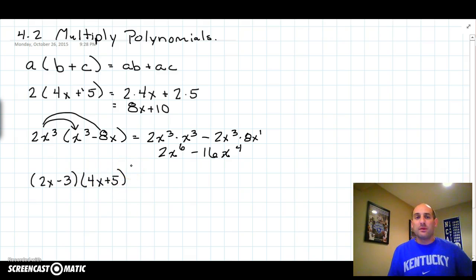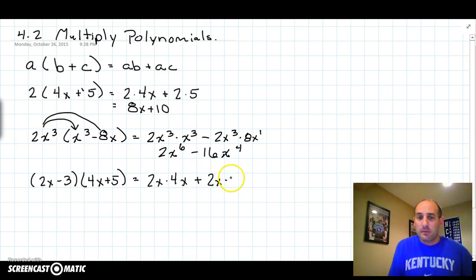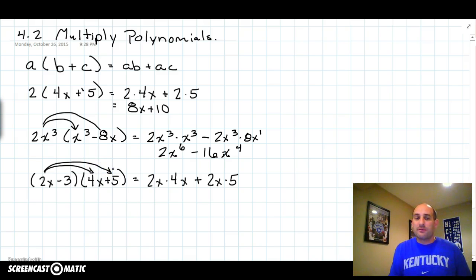Even though that's more things to multiply altogether, you're still going to treat it the same way. The first term you have here is 2x, and that 2x needs to be multiplied by the 4x and the 5. So again, the way I got that, I did 2x times 4x and 2x times 5. I multiplied 2x by both of them.